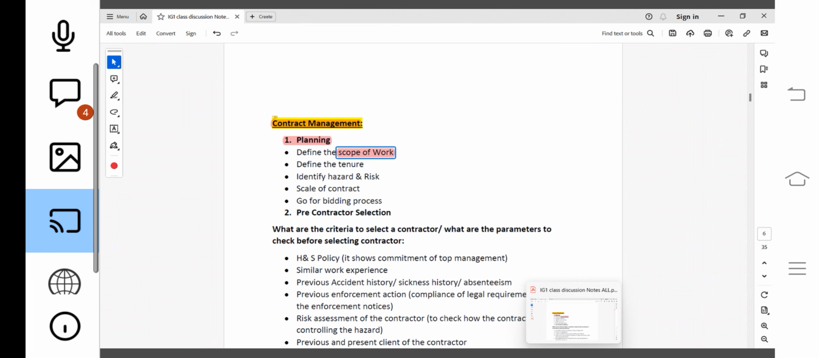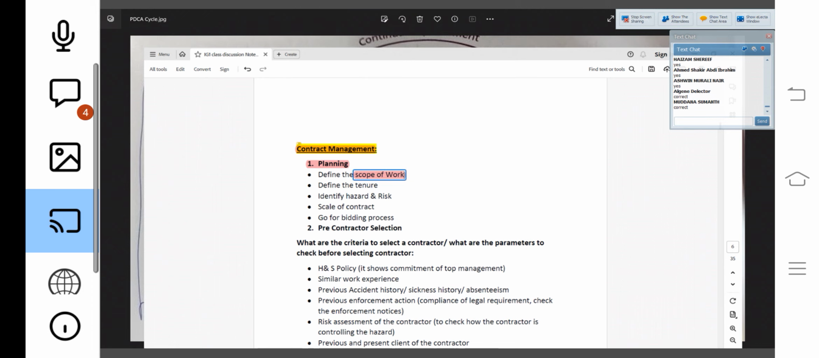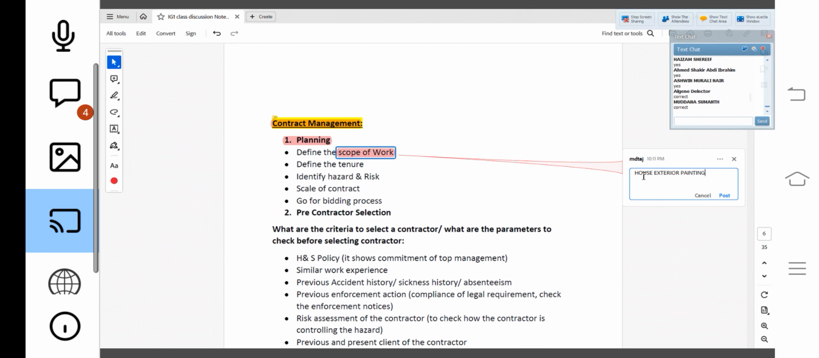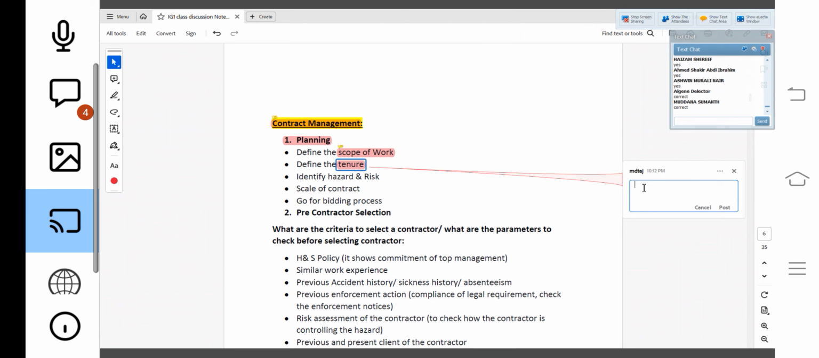Who will tell me, a scope of work? In the planning, I have to write a scope of work. So what is the scope of work? The scope of work will be house exterior painting, correct? House exterior painting is the scope of work. Now in the planning I also have to define the tenure of the contract, for how long I want to give this contract. Tenure means the duration of the contract. How much? Maybe this is one building only.